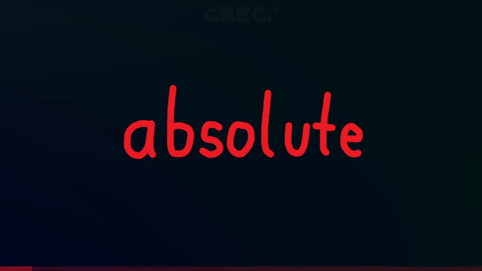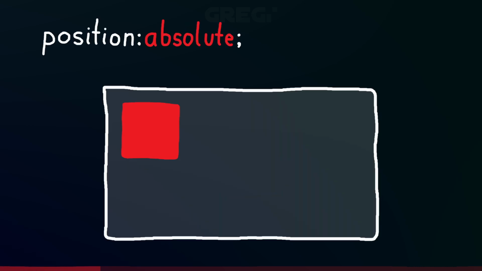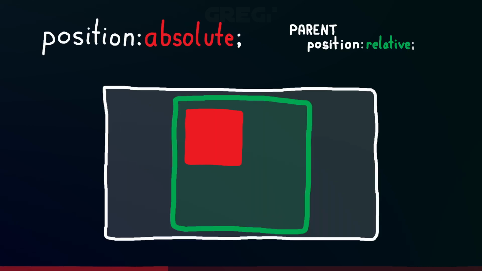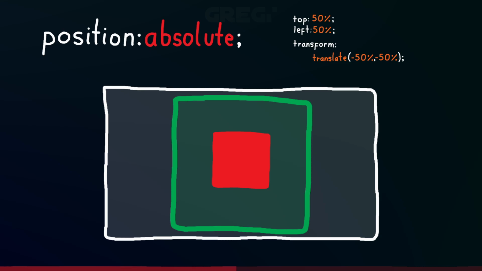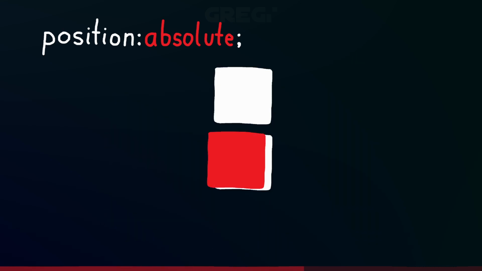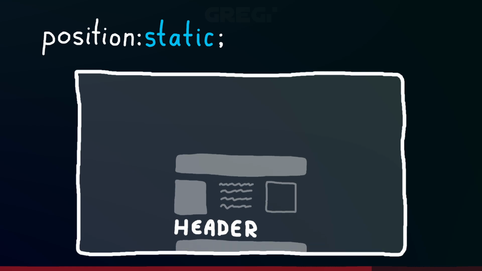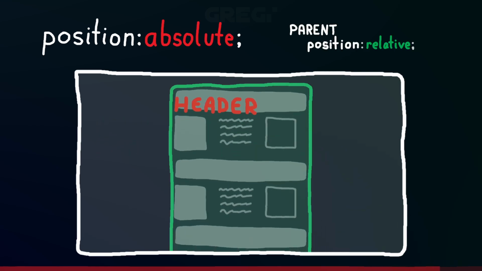The absolute positioning lets elements flow freely inside the viewport or the closest positioned ancestor. It removes elements from the structure and is useful for tooltips or other manual relative positioning.